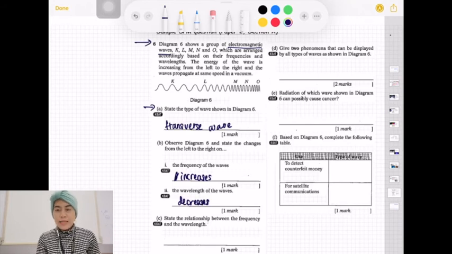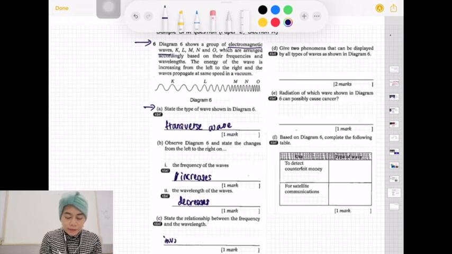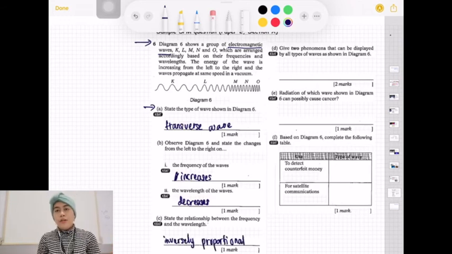The relationship between frequency and wavelength, you should know this. I've shown you many times in all the previous videos as well. So it's inversely proportional. You can also write it as the frequency increases, wavelength decreases, or as wavelength decreases, frequency increases. So any way around it is fine.